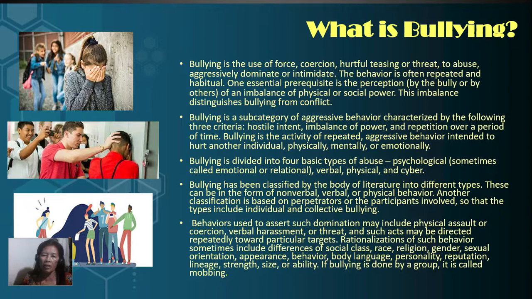Bullying is a subcategory of aggressive behavior characterized by the following three criteria: hostile intent, imbalance of power, and repetition over a period of time. Bullying is the activity of repeated aggressive behavior intended to hurt another individual, physically, mentally, or emotionally. Bullying is divided into four basic types of abuse. First is the psychological, sometimes called emotional or relational. Second is verbal, then third, physical, and cyber.